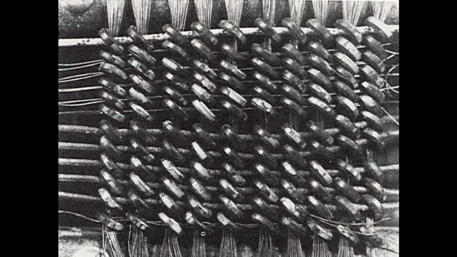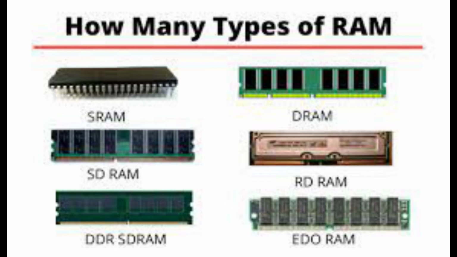There are two types of RAM, static RAM and dynamic RAM. Static RAM is the full form of SRAM. In this RAM, data is stored using the state of a six-transistor memory cell. Static RAM is mostly used as cache memory for the processor.